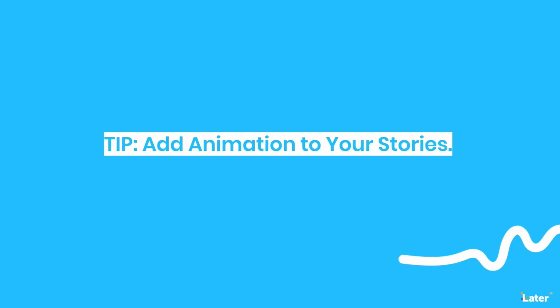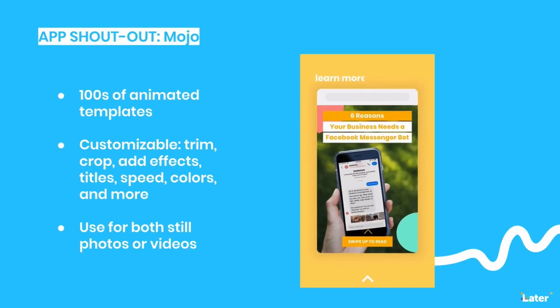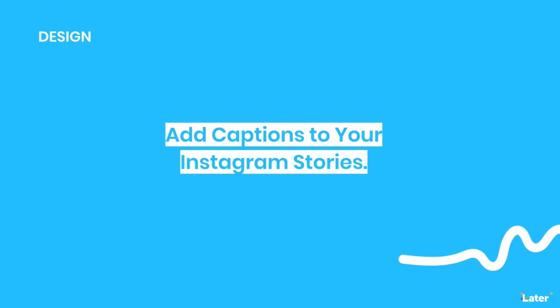The next app shout out is for Mojo. They have hundreds of animated templates. They're super customizable, so you can trim, crop, add effects, titles, change the speed, add your brand colors, and you can also use this for both photos or videos to add a little bit of extra flair and catch your audience's attention.